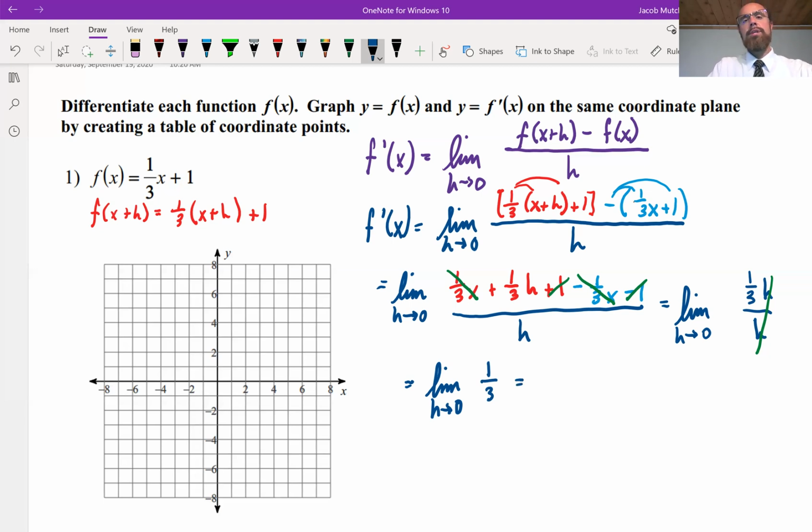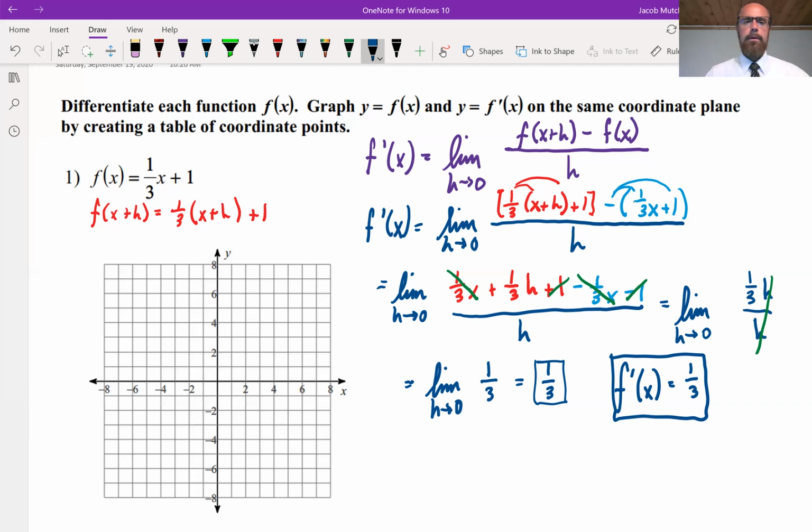So recall when we're taking the limit of a constant number, there's no substitution to make. That equals 1/3. Now we're treating that as a function. So this is f prime of x, the derivative of f of x equals 1/3. And at this point, we're ready to graph our two functions. So we want to graph the original and we want to graph the derivative here on the same plane.